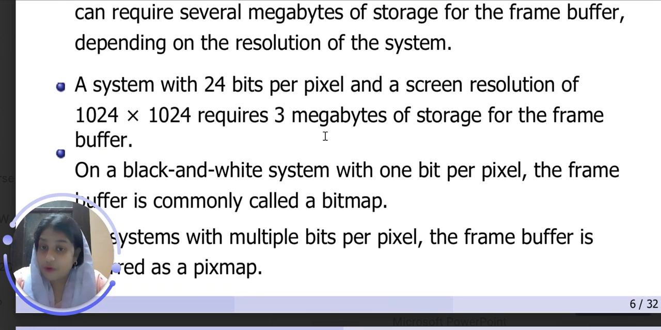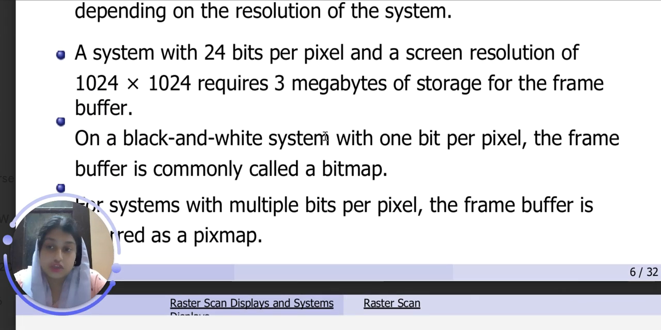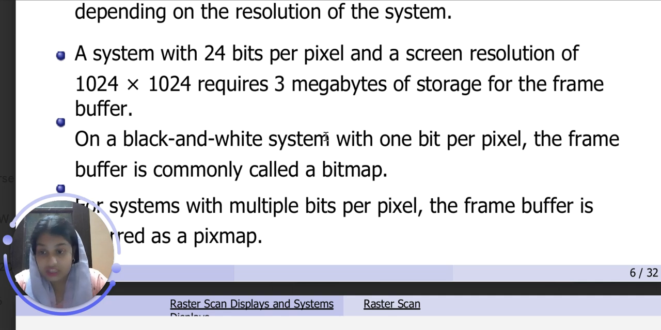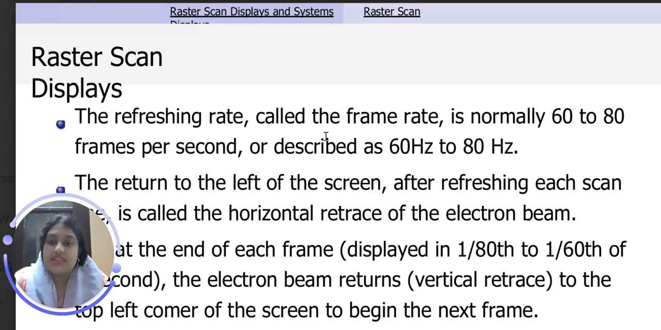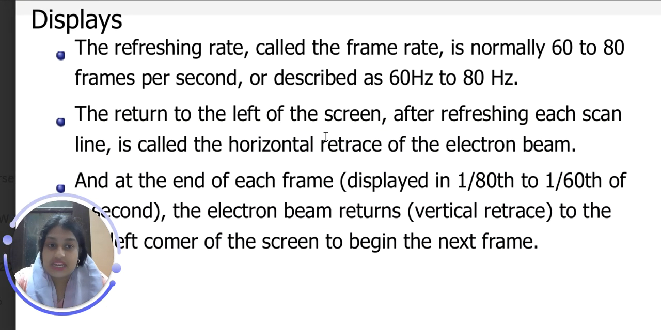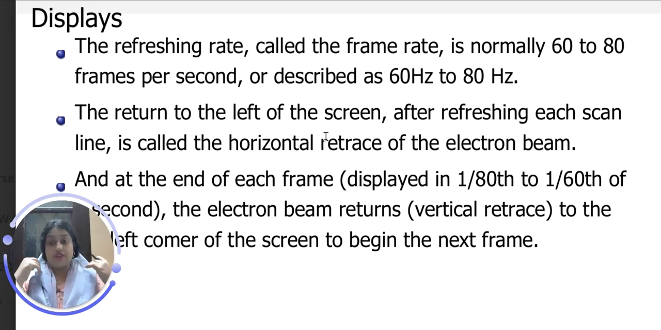A system with 24 bits per pixel and a screen resolution of 1024 by 1024 requires 3 megabytes of storage for the frame buffer. On a black and white system with 1 bit per pixel, the frame buffer is commonly called a bitmap, and for systems with multiple bits per pixel, the frame buffer is referred to as a pixmap.